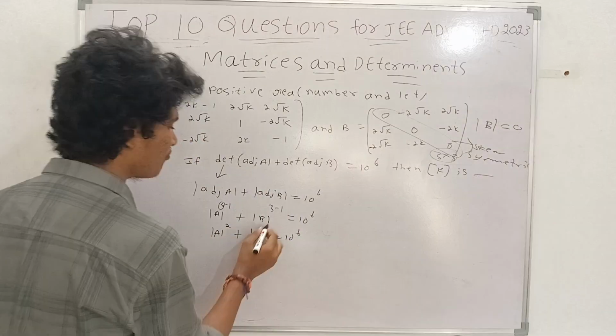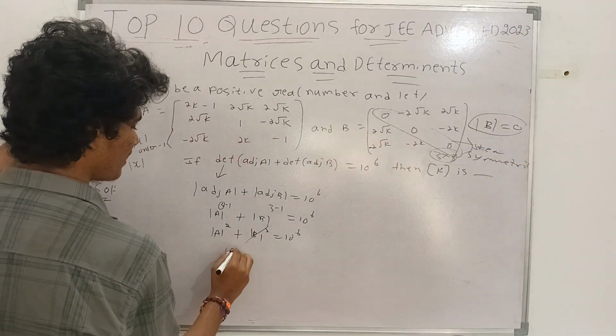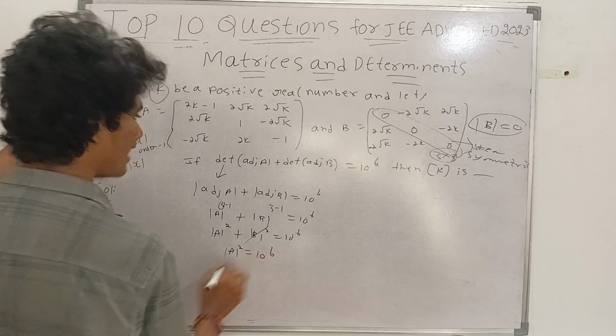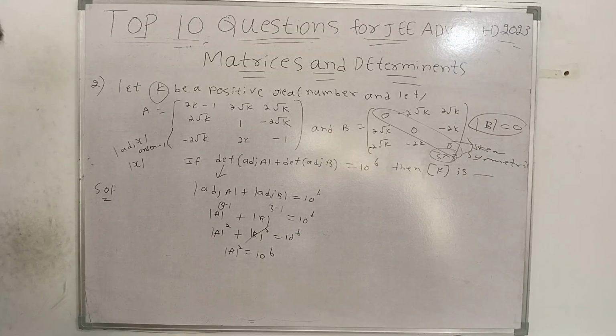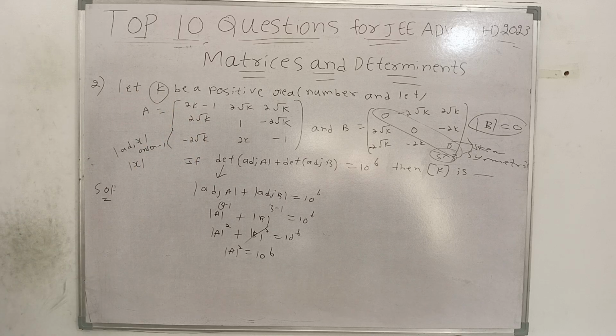But what is the value of det B? The det of B is 0 according to the skew symmetric matrix properties. So (det A)² = 10⁶. Now we have to find det A. To find det A, it is very complicated to multiply each and every thing, so we have to apply properties.